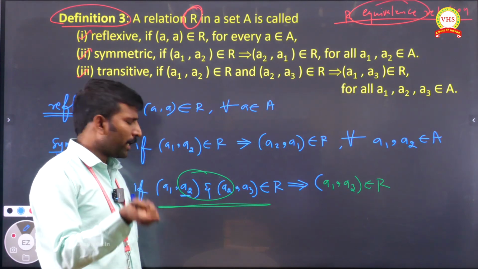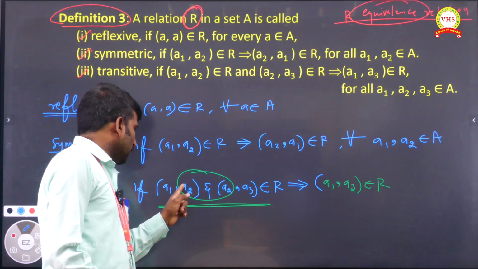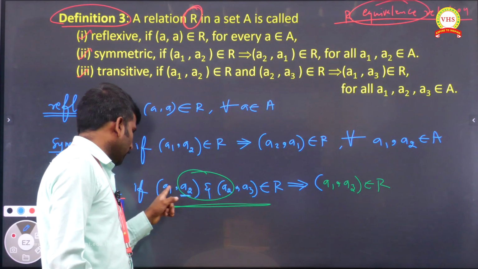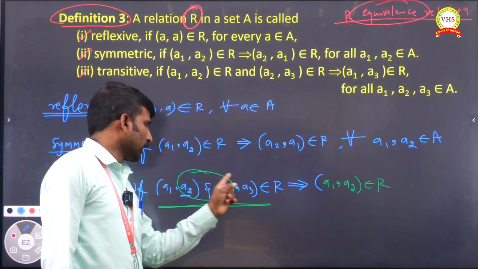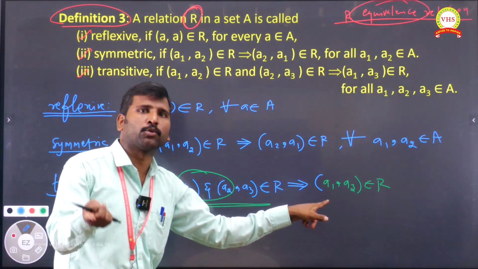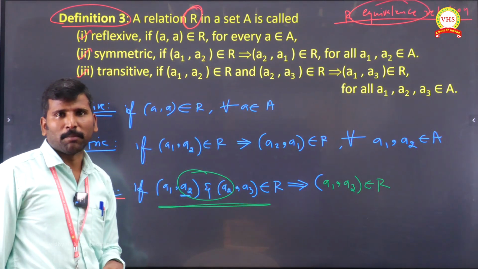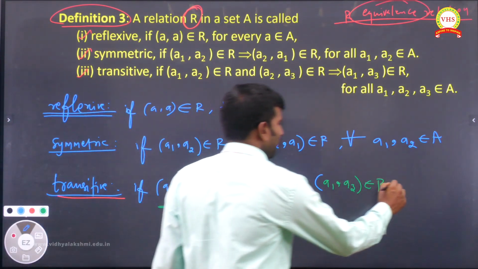Any two you take, the first two should be in the relation. In that common thing, if you leave out, the first of the first pair and the second of the second pair should make one pair, and that should also be there in the relation. Okay, for all this I will give an example, then you will understand clearly.